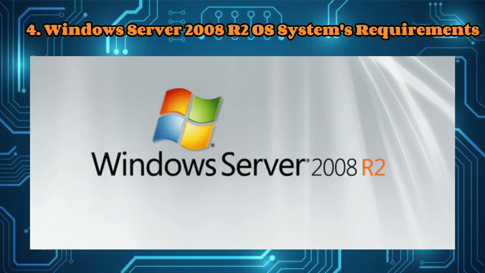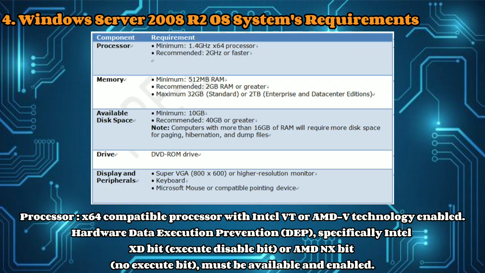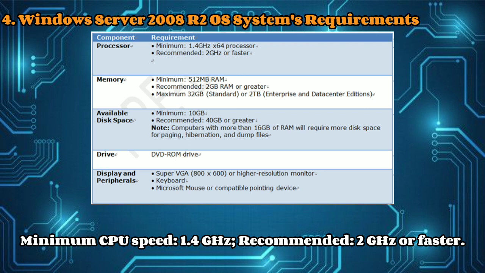4. Windows Server 2008 R2 OS system requirements. Processor: x64 compatible processor with Intel VT or AMD-V technology enabled. Hardware Data Execution Prevention, DEP. Specifically, Intel XD bit, execute disable bit, or AMD NX bit, no execute bit, must be available and enabled. Minimum CPU speed: 1.4 GHz. Recommended: 2 GHz or faster.